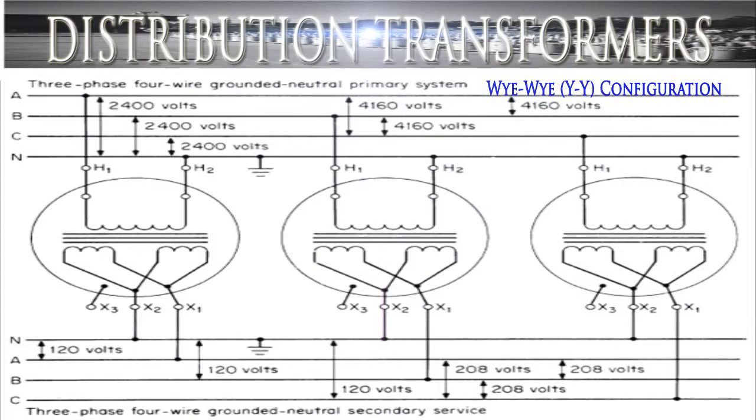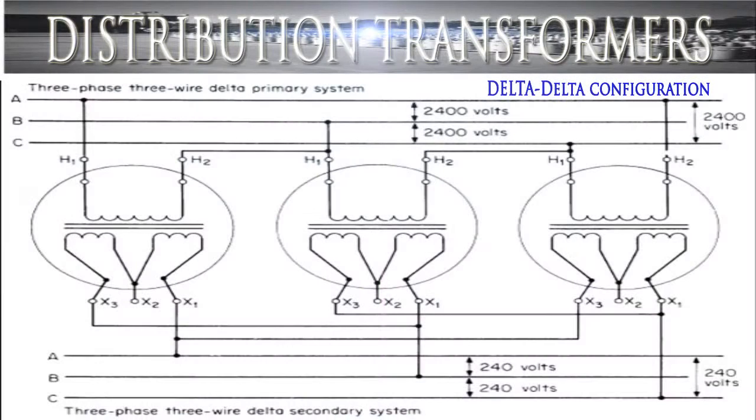Another connection is the Y-to-Y configuration, wherein the three single-phase transformers are connected in Y such that its line current is equal to its phase current. Another connection is the delta-to-delta configuration, wherein the three single-phase transformers are connected in a triangle form and its phase voltage is equal to its line-to-line voltage.